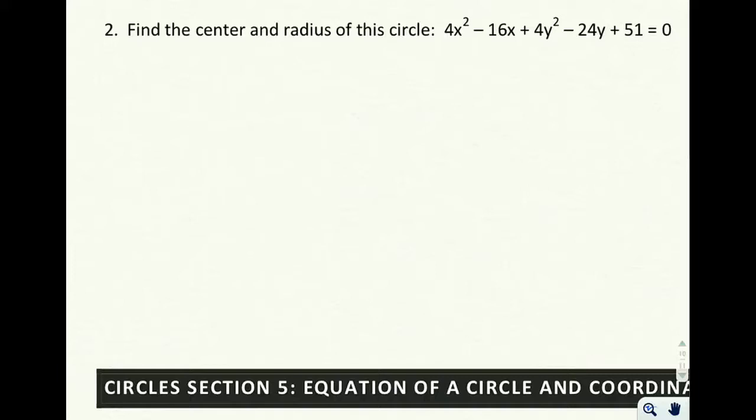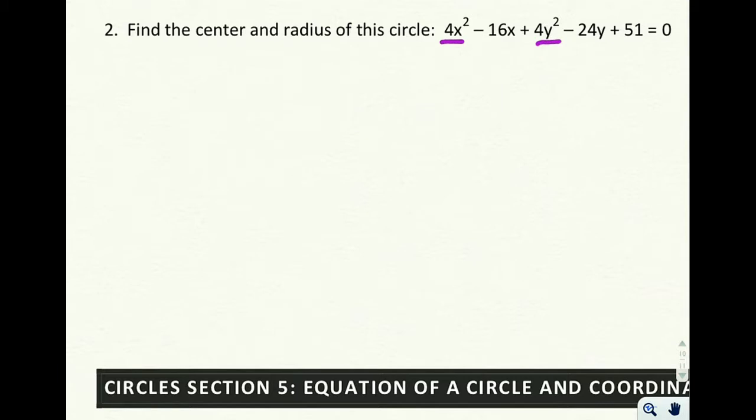This is one final example. A more complicated example is going to give us an extra step at the beginning. We need to find the center and radius of this circle. One thing you see here is that we have a 4 in front of our x squared and a 4 in front of our y squared. That's going to cause problems for us.